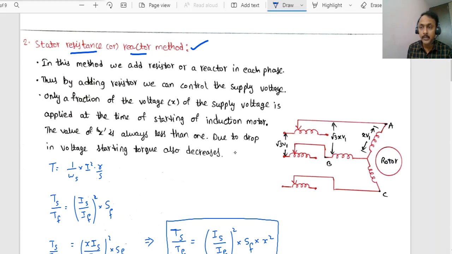By varying the resistance, we can control the current drawn by the machine, current drawn by the motor, 3-phase induction motor. So instead of applying the full current, right, only some fraction of the full load current will be applied. By controlling the supply voltage, only some fraction of the supply voltage will be applied at the starting of the induction motor.